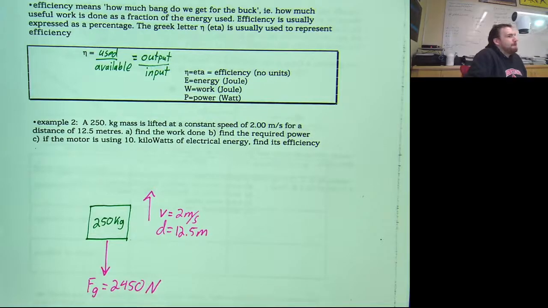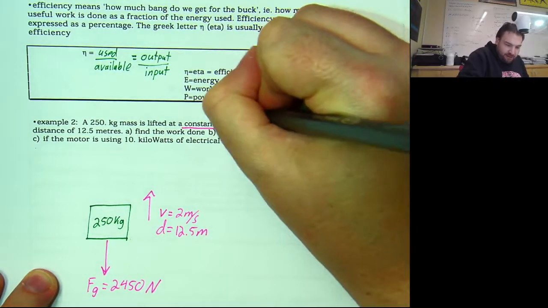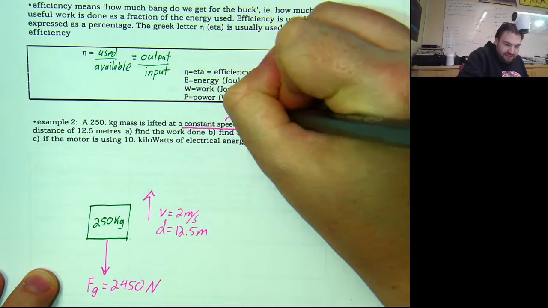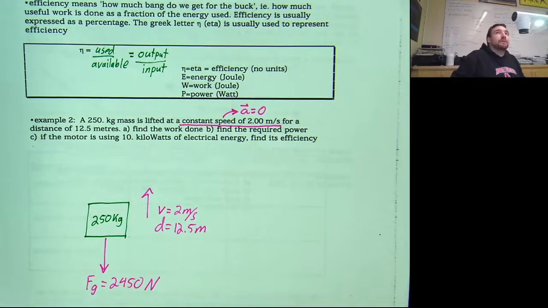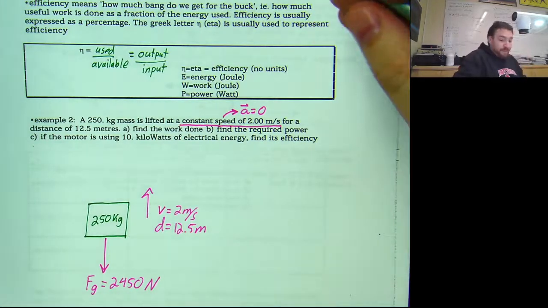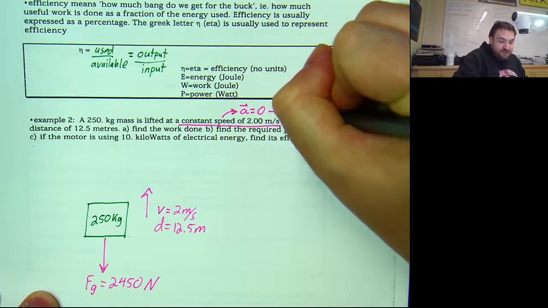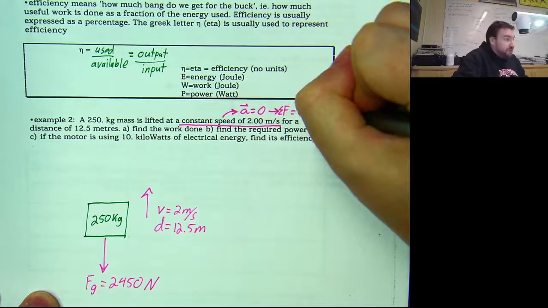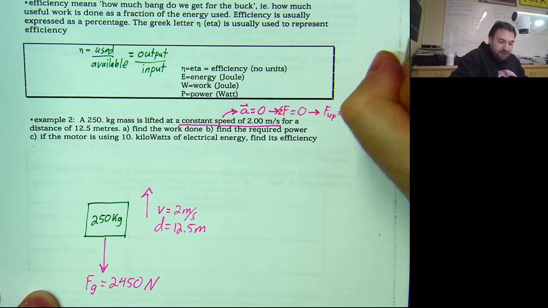This constant speed of 2 meters per second, the implication there is that the acceleration equals 0. That's important. What does the acceleration being equal to 0 imply? Yes, the sum of the forces, the net force, is equal to 0, which gives us what Zach just said: my forces up have to equal my forces down.